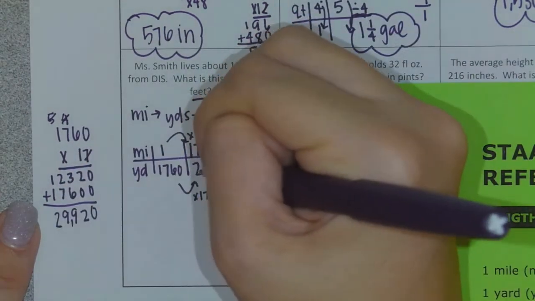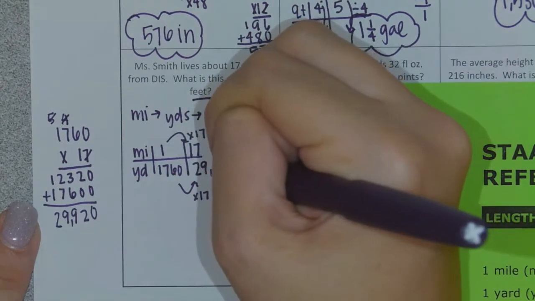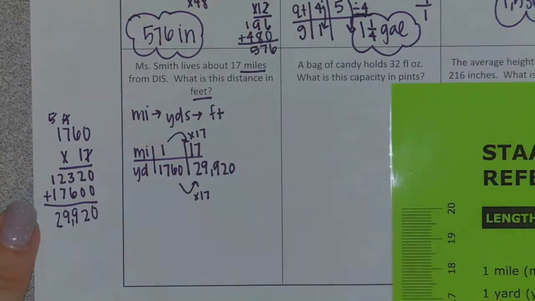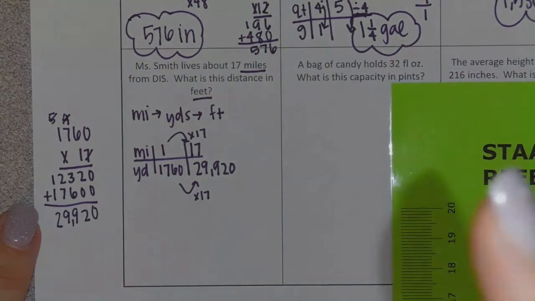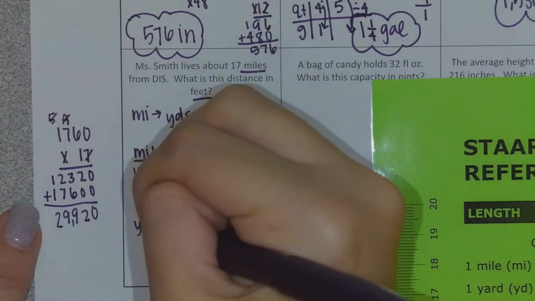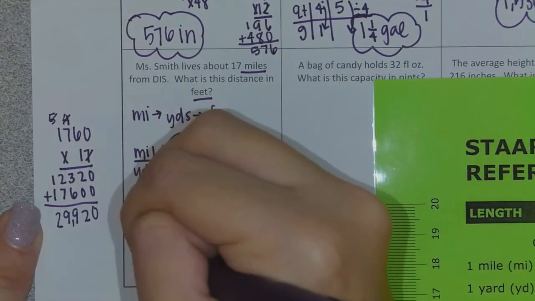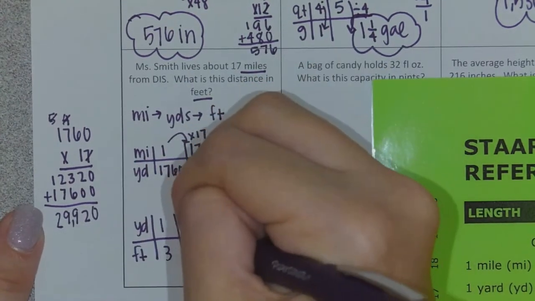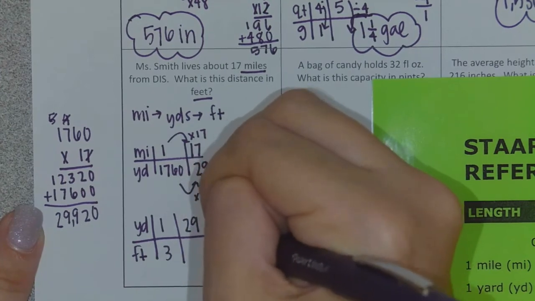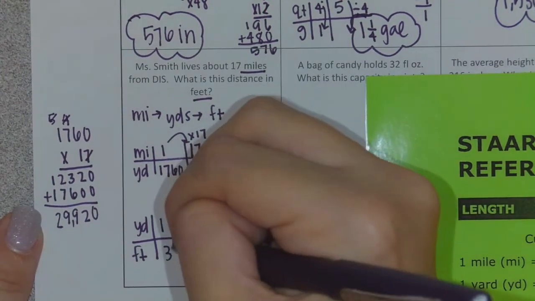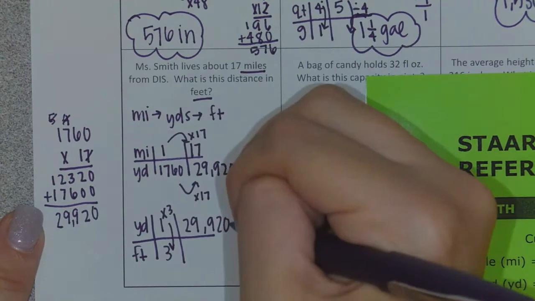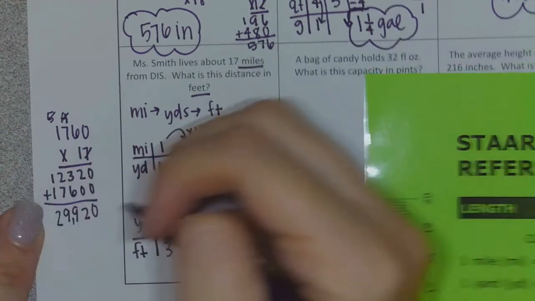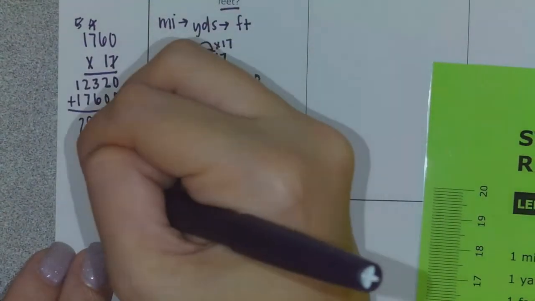So I get right now that I have lived 29,920 yards from school. But I still need to turn that into feet. So my next conversion is going to be yards to feet. I know in 1 yard there's 3 feet, and I am currently dealing with 29,920 yards. So my scale factor here is going to be times 3.